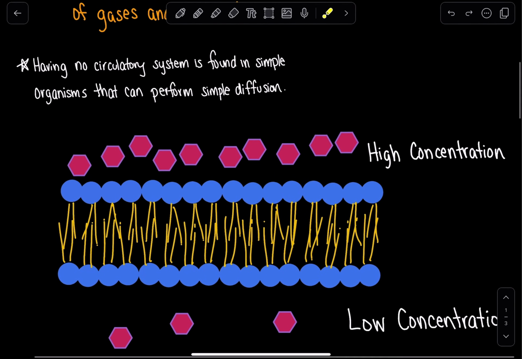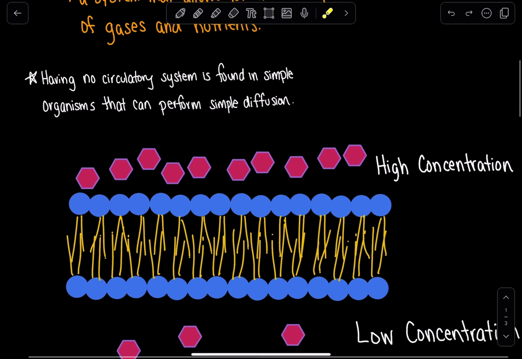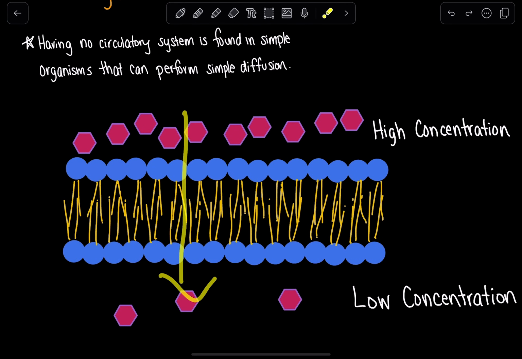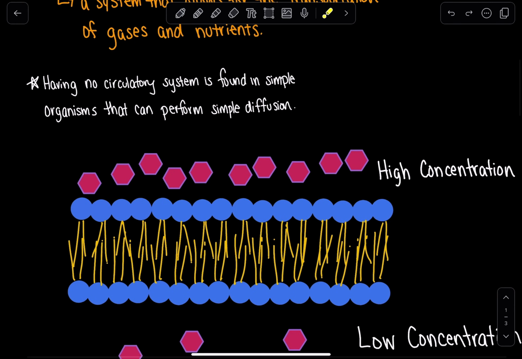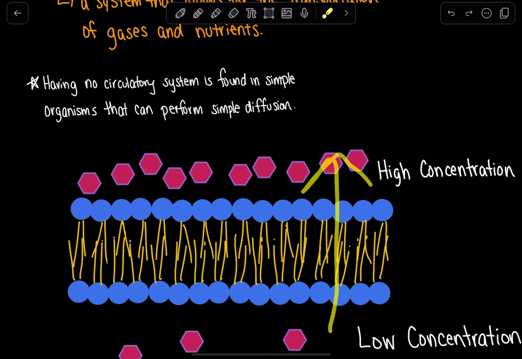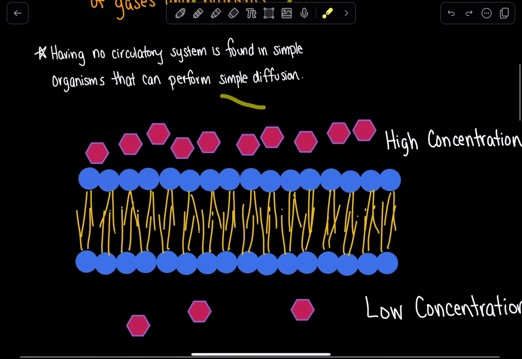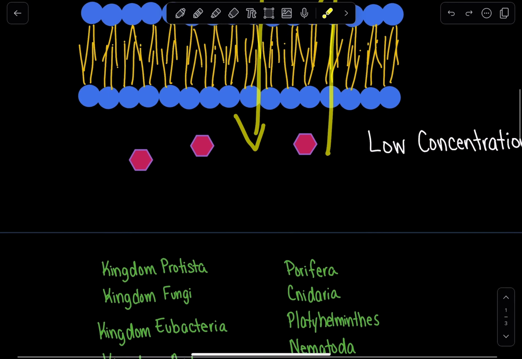So how would an organism with no circulatory system gain oxygen? Well, oxygen would simply pass through simple diffusion through the body of that organism. And how would it remove carbon dioxide? It would simply diffuse it in the opposite direction, outward of the body. And it's the same for the nutrients: the nutrients can diffuse through, and the waste can also diffuse through.